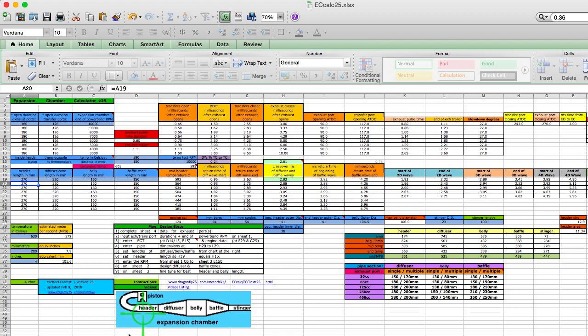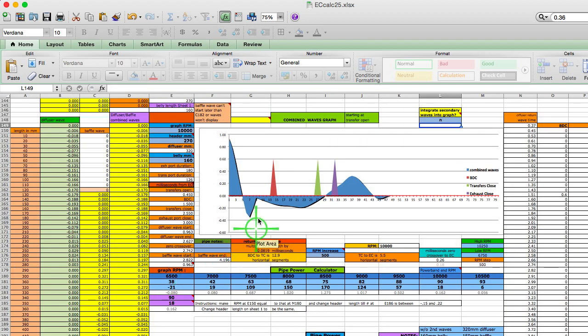And so if you have, right here, the diffuser wave starts at 0.96 milliseconds from exhaust opening. And so if you double that, that's 1.8 milliseconds, which is somewhere around here.